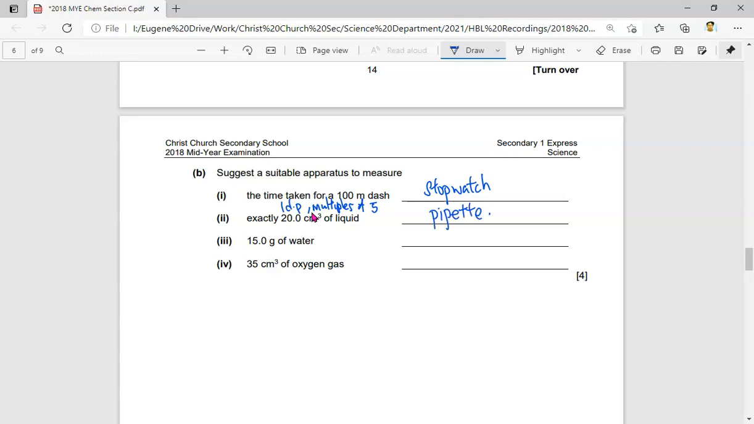Next one, 15.0 gram of water. Gram is actually measuring mass. To measure mass is actually using an electronic balance. So do take note, it doesn't mean that because it's water you're measuring volume of liquid. Look at the units that you are supposed to get. Last one, 35 cm3 of oxygen gas. So if I need to measure volume of gas, I need to use a gas syringe. Okay, so that's the last 4 marks over here for this 6 marks.